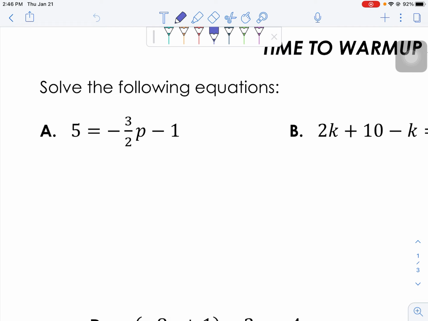First we're going to start by warming up some old skills. So to solve for p here, we need to isolate p or get p by itself. So we'd add 1 to both sides. That would give us 6 is equal to negative 3/2 p.